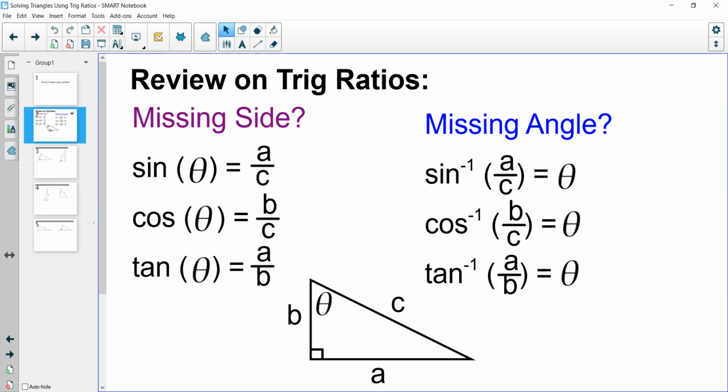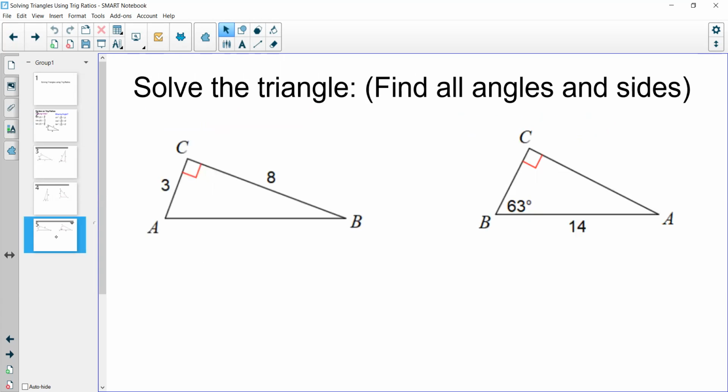Now that is different than our sine, cosine, and tangent, in which we put the angle that we know. So again, sine, cosine, and tangent are used to find missing sides based on knowing an angle and one of the two sides that we're using in that ratio. When we're trying to find a missing angle, then we're going to use the inverse trig functions. So let's take a look at how we can solve a couple of triangles here.